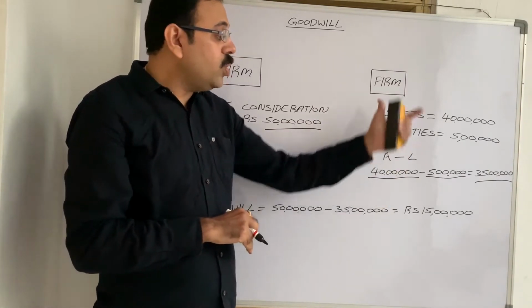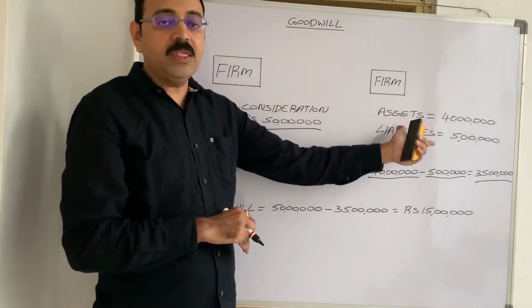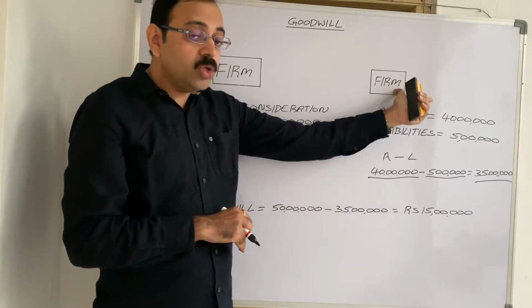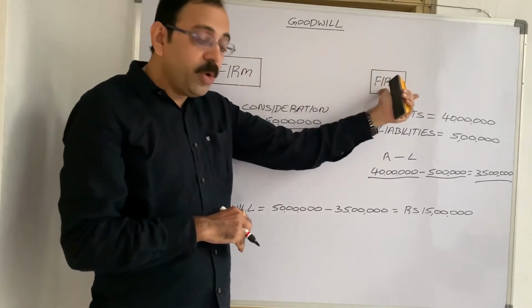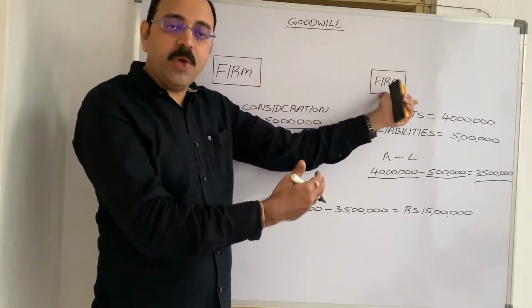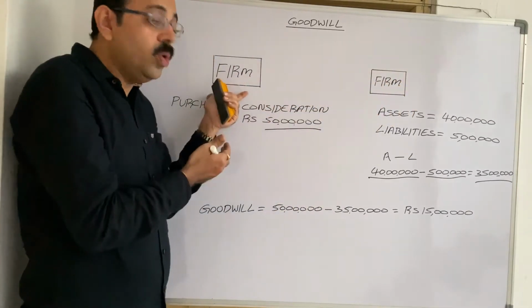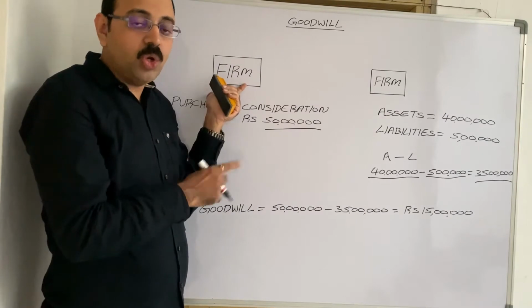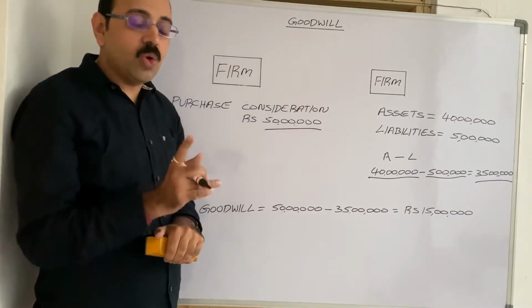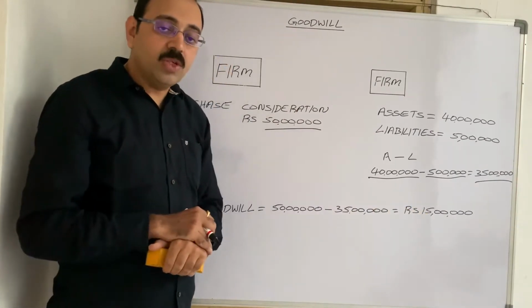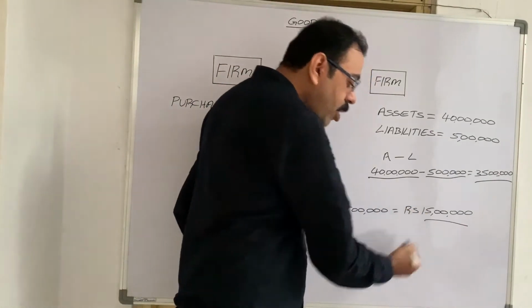Because not only their assets and liabilities, their brand value also we are going to get in future. So this is one reputed firm. So their reputation we are going to enjoy in future. So towards that reputation we have to pay some extra amount which is known as goodwill. So how to calculate this goodwill amount?